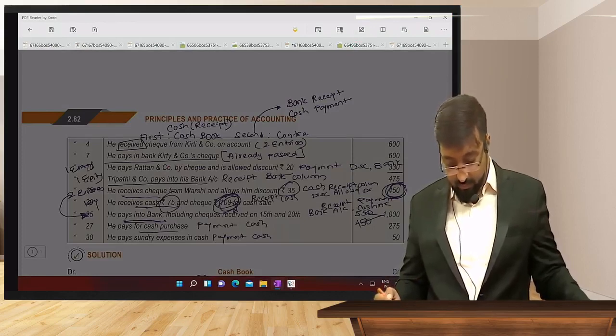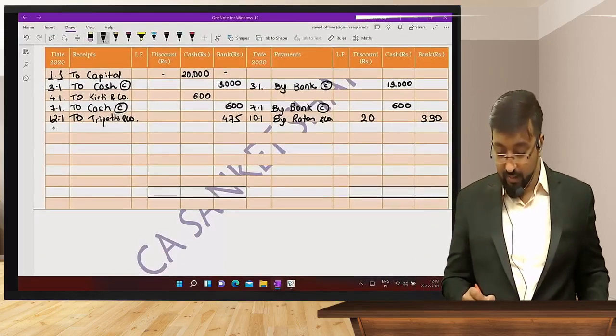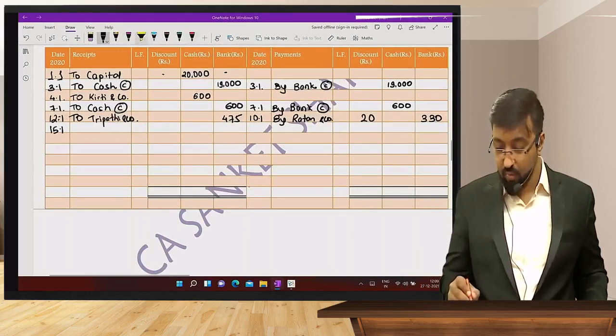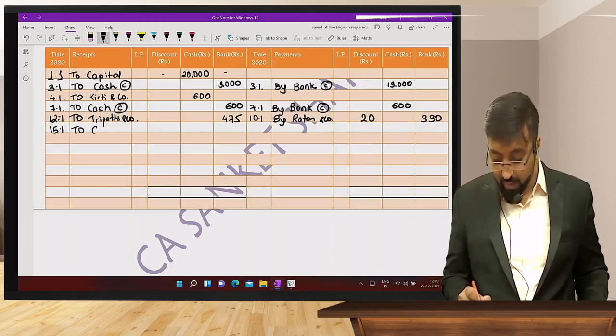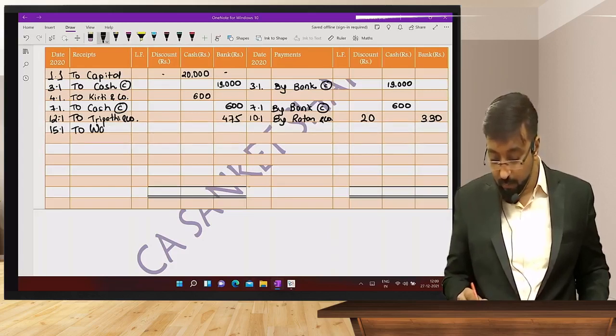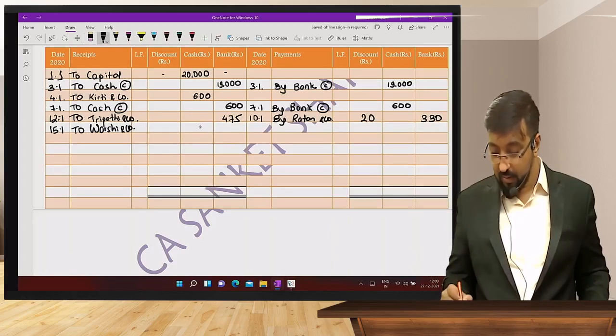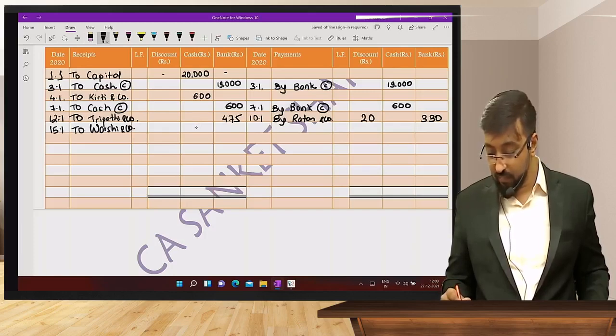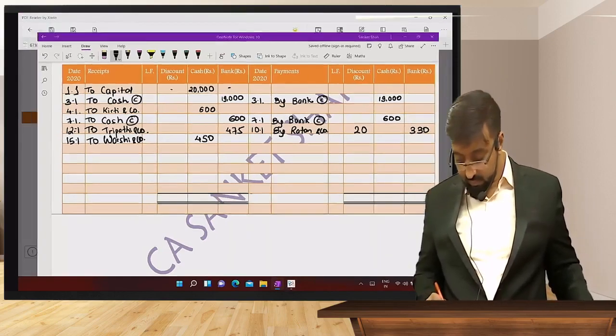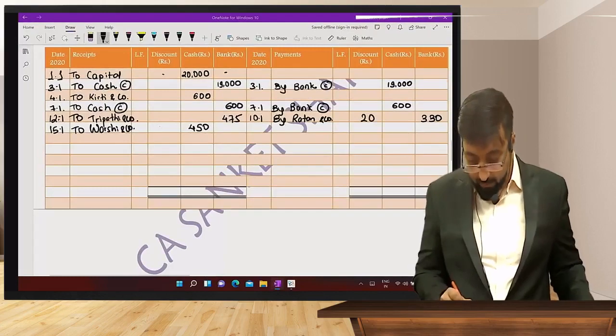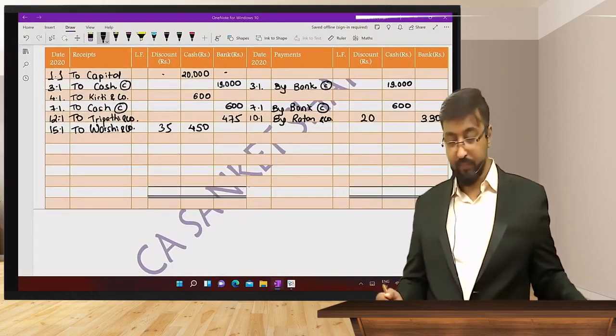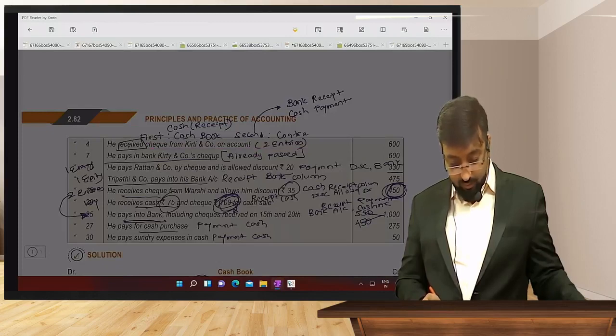Okay, next one. He received a check from Varshi and Company. So tell me the date. 15 Jan. How many entries? 2, but now only 1. To Varshi and Company. Yes, beta, how much in the cash column? 450, and the discount column? 35. In the discount column 35. Is the spelling correct?